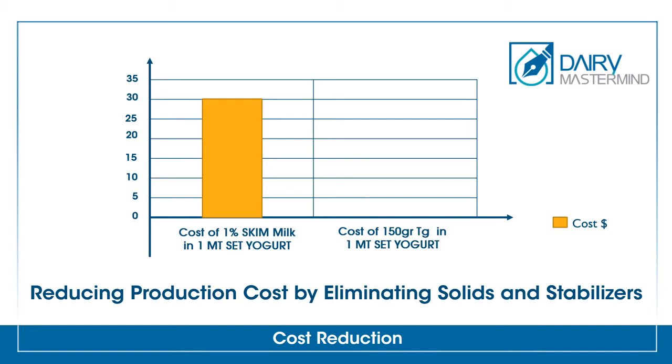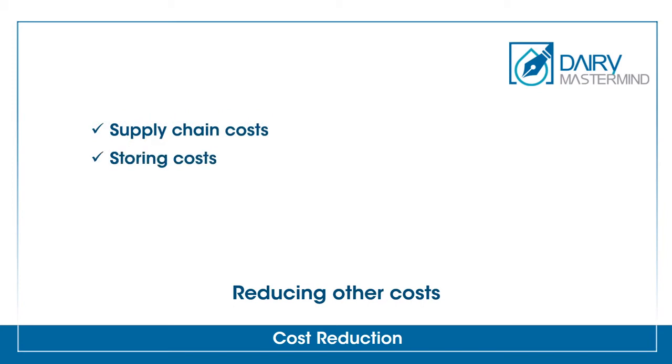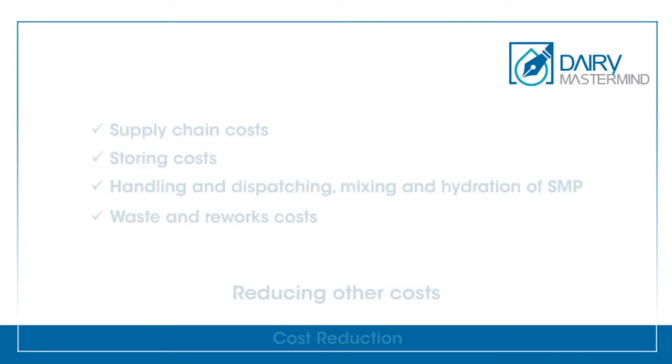Also, with the use of 150 ppm of TG enzyme with an activity of 100 units per gram instead of 1% SMP, we can reduce supply chain costs, the storing costs due to lower amount of SMP in the stock, time-consuming and high-risk processes like handling and dispatching, mixing and hydration of SMP, costs due to waste and rework, and health problems.